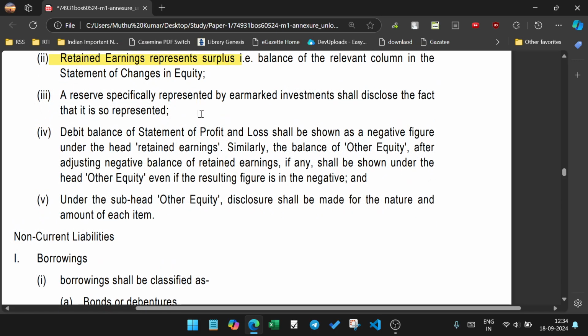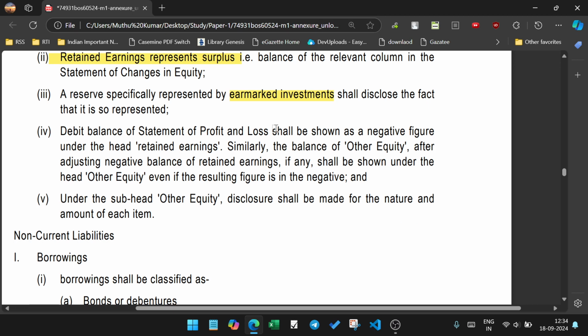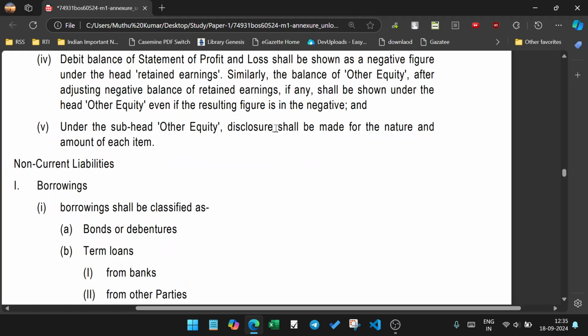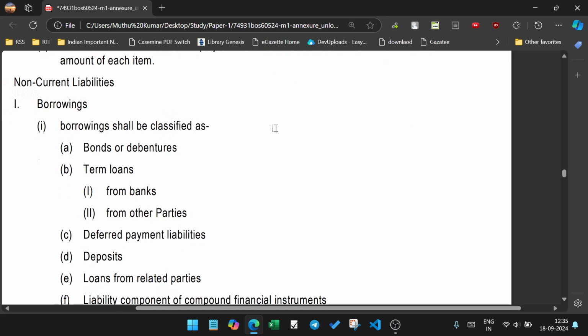Reserves specifically represented by investments shall be disclosed. Debit balances of the profit and loss account shall be shown as negative figures under retained earnings, similar to the balances of other equity. Other equity shall be shown after adjusting the negative balance of retained earnings. If any item has been shown under the head other equity, even if the resulting value is nil, disclosure shall be made of the nature and amount of each item.